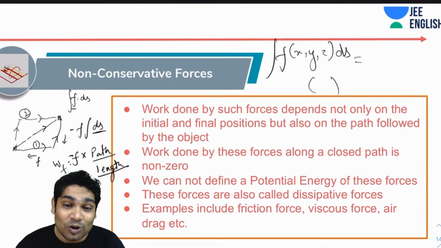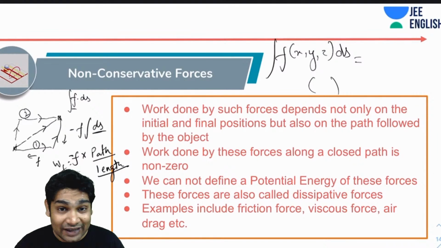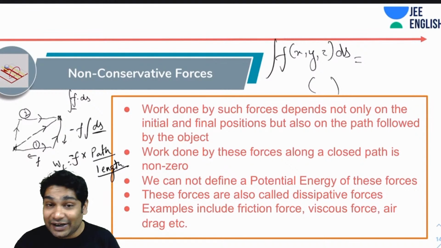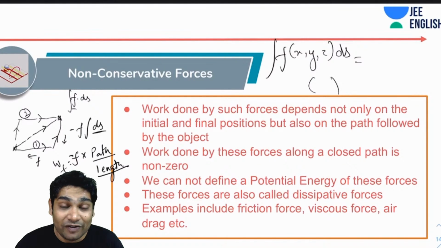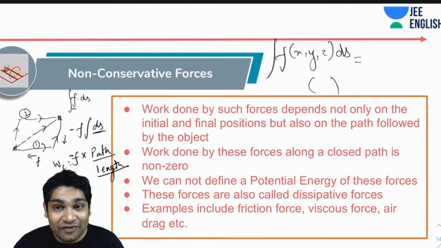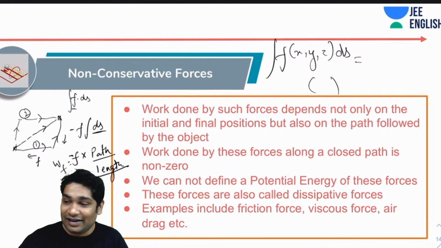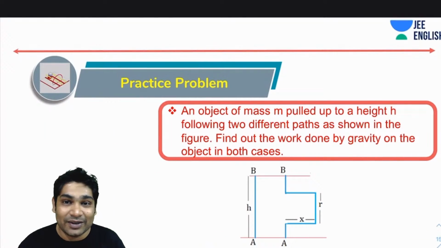These forces are also called dissipative forces. The reason is that they end up dissipating energy. The energy that they take while doing negative work, they spend it all away. They do not store it. They do not save it. So examples of such forces are friction force, viscous force, and air drag. There are many more, but these are some examples.